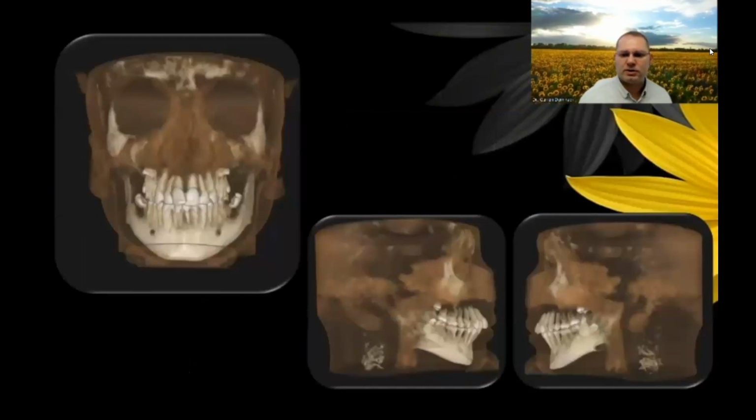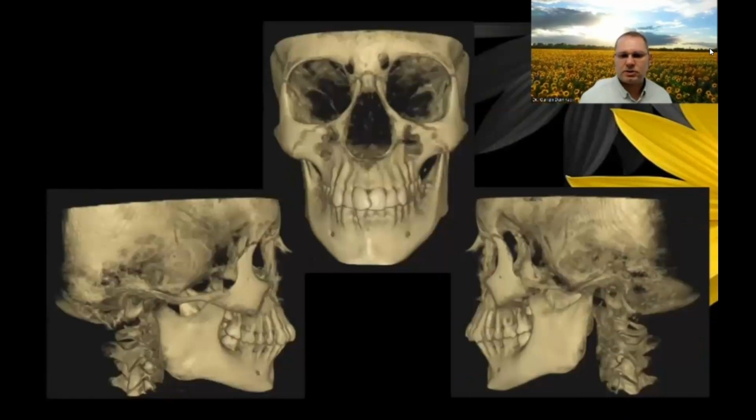This is the extraoral view and the CBCT reconstruction, as you can see, very nice. And this is the CBCT 3D reconstruction without the soft tissues.